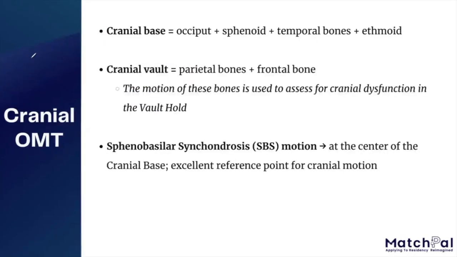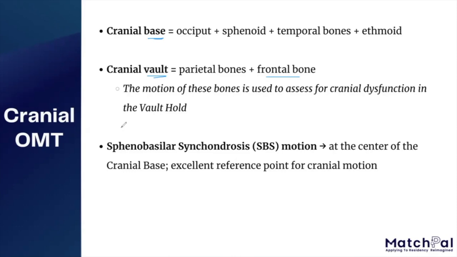When it comes to cranial OMT, the cranium will be divided into a cranial base and cranial vault. The cranial base consists of the occiput, sphenoid, temporal bones, and ethmoid, while the cranial vault is made up of the two parietal bones and the frontal bone, which, if you recall, contains two parts. The motion of the cranial vault bones, parietal and frontal bone, will be used to assess for cranial dysfunction, and that will be done through the vault hold. We'll discuss the vault hold and the specific contact points in Lesson 4.